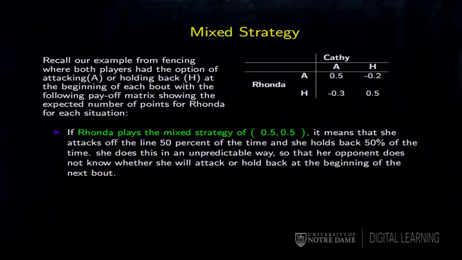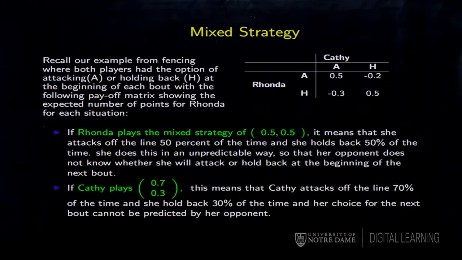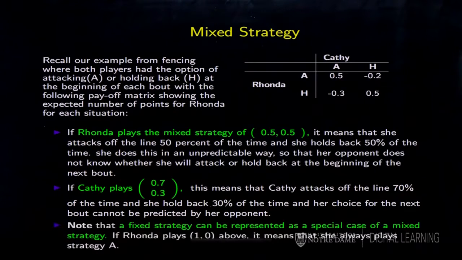And she does this in an unpredictable way, so her opponent cannot detect a pattern in her behavior and doesn't know whether she's going to attack or hold back at the beginning of the next bout. On the other hand, if Kathy played a strategy given by the column matrix 0.7, 0.3, this means that Kathy attacks off the line 70% of the time. She plays her first strategy 70% of the time, and she holds back 30% of the time, and her choice for the next bout can't be predicted by Rhonda.